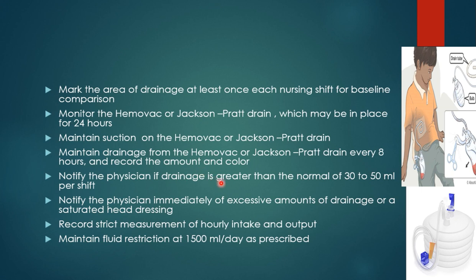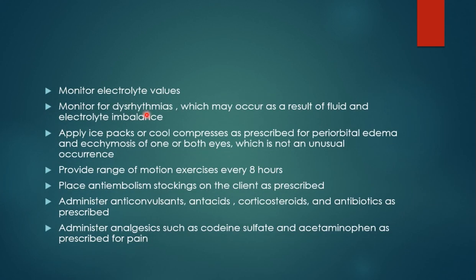Notify the physician if the drainage is greater than the normal of 30 to 50 ml per shift. Notify the physician immediately of excessive amounts of drainage or a saturated head dressing. Record strict measurement of hourly intake and output. Maintain fluid restrictions at 1500 ml per day as prescribed. Then monitor the electrolyte values. Monitor for dysrhythmias which may occur as a result of fluid and electrolyte imbalance.